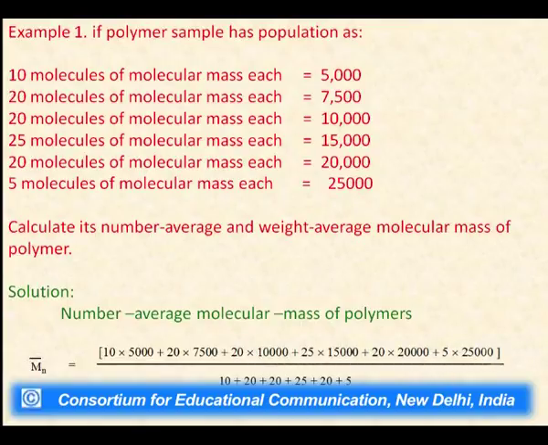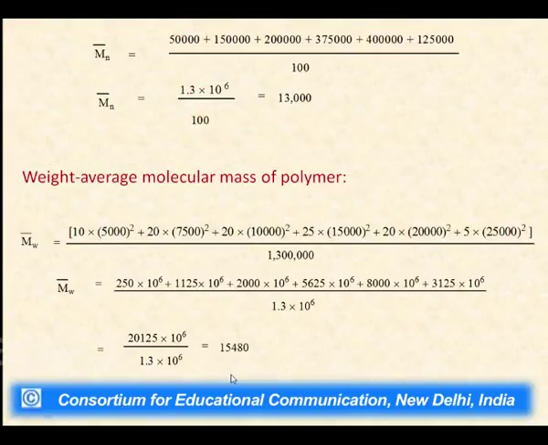For calculating the number average molecular mass of the polymer, we add the molecular masses multiplied by their number of molecules present, sum all of these, and divide by the total number of molecules. Here in this particular case, we get a ratio of 1.3 into 10 raised to power 6 divided by 100, and we get the number average molecular weight of 13,000.